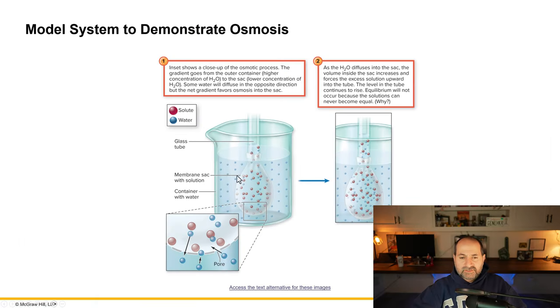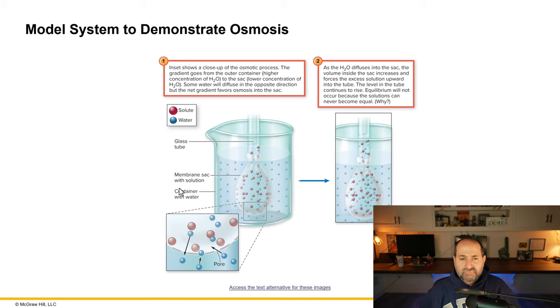Remember, just like this example here, the cell itself has a number of solutes inside versus its environment. Sometimes the microorganism can find itself in an environment that has less solute concentration than inside. And sometimes the organism can find itself in an environment with more solute concentration than inside. And sometimes the organism is in an environment with an equal concentration of solute inside and outside of the cell. These are known as tonicity environments.